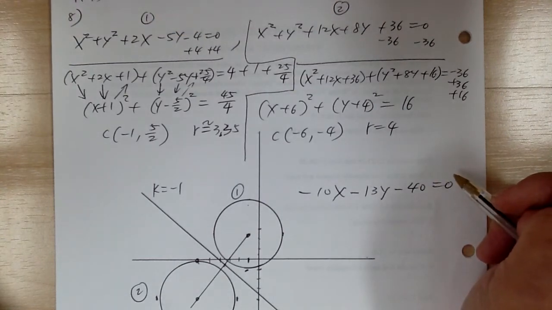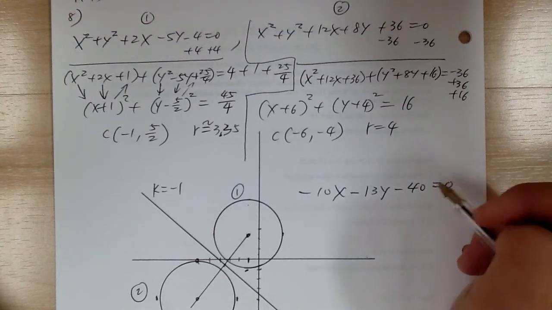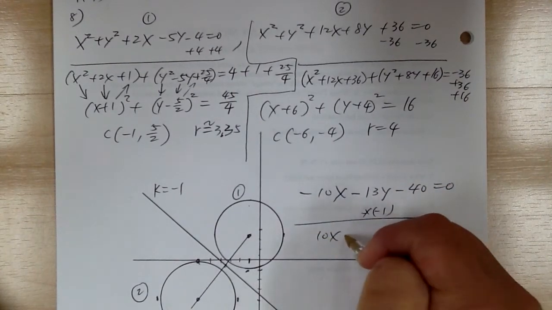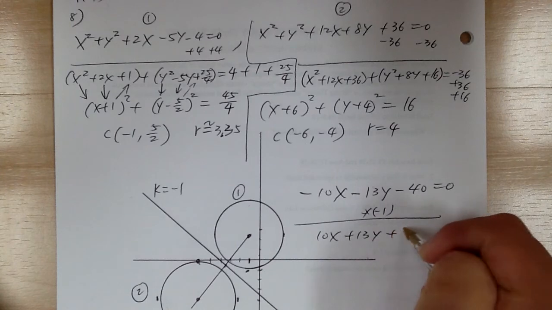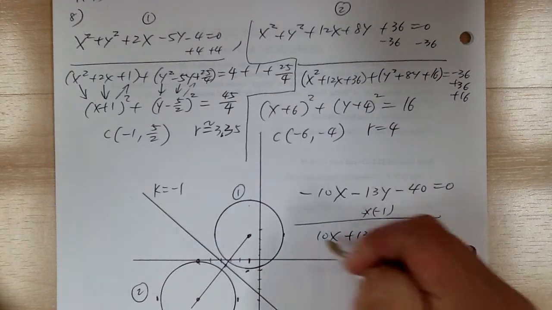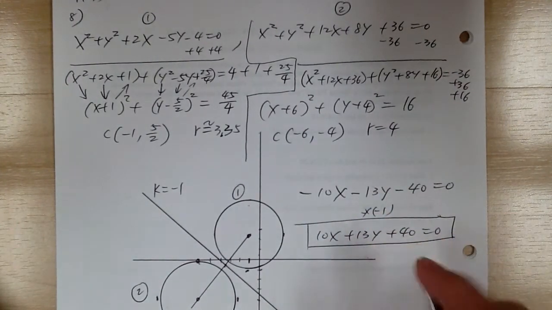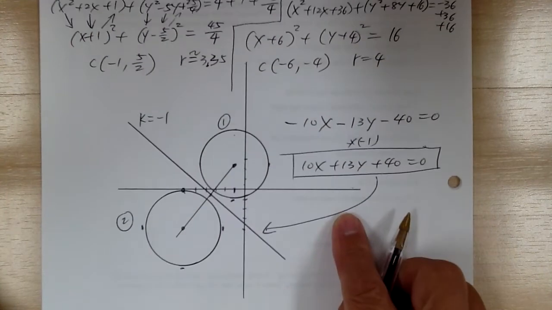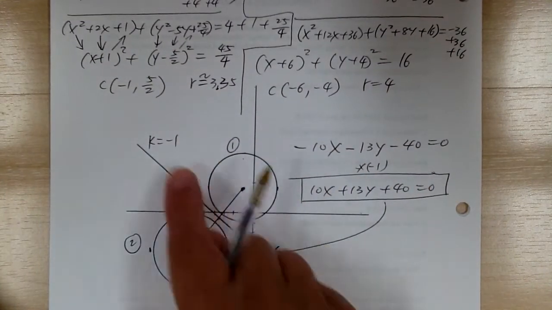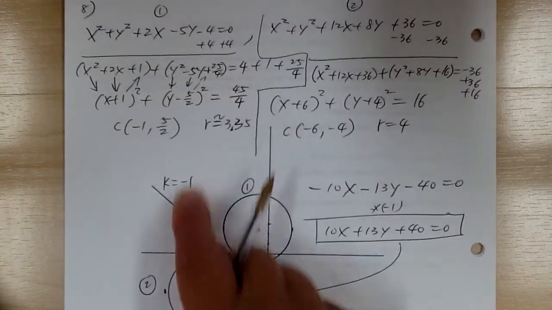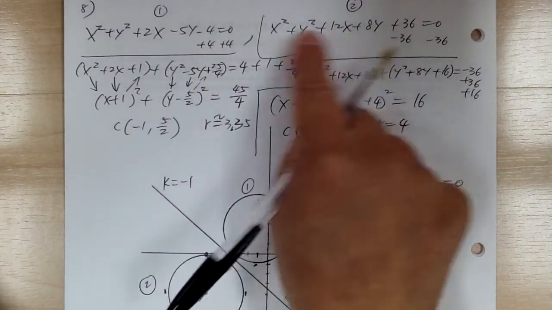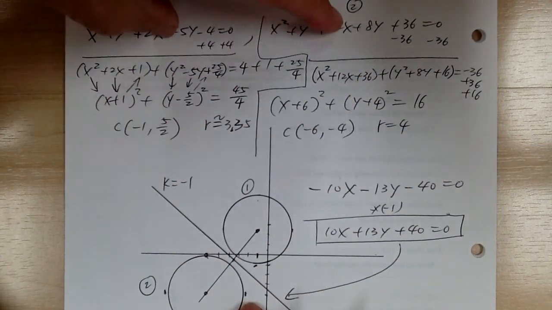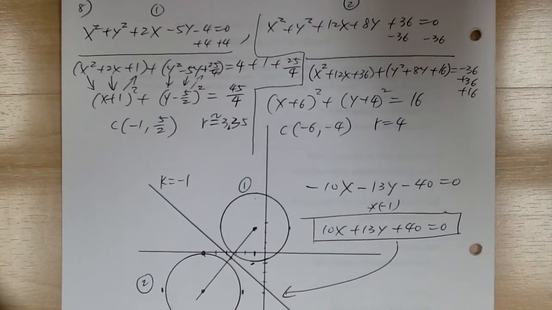Okay, then after that, you need to go and multiply everything by negative 1. So you get 10x plus 13y plus 40 is equal to 0. And so that is the equation for your radical axis. Okay. So again, radical axis is when k equals negative 1. So when you have this plus negative 1 times, that means you have this subtract that. So you can just go and minus, minus, minus, minus, and then you get that.